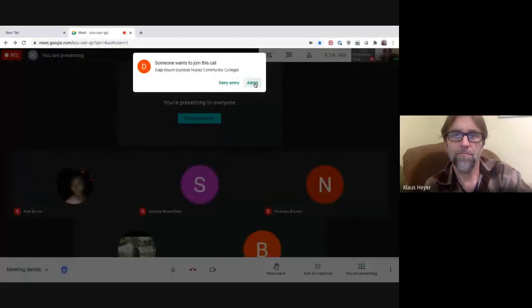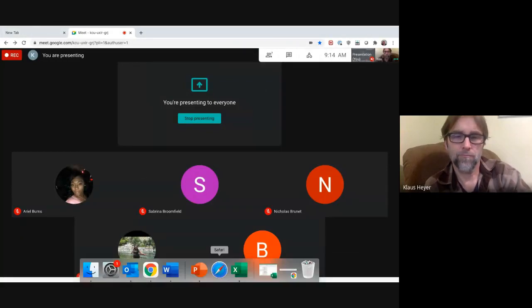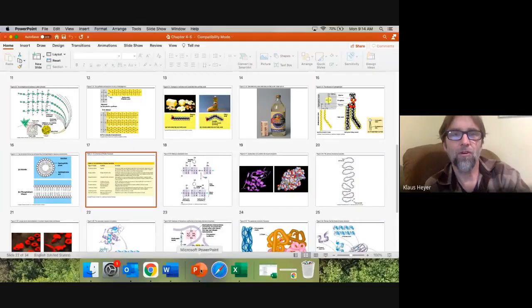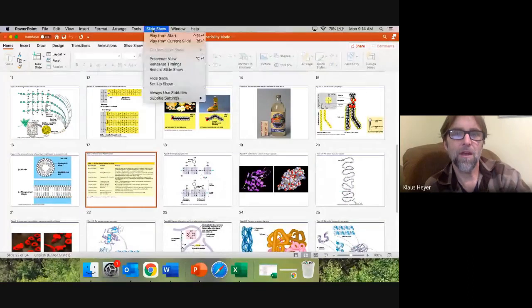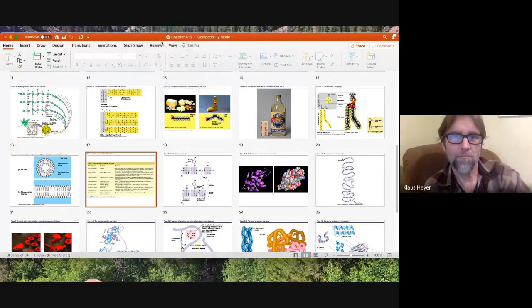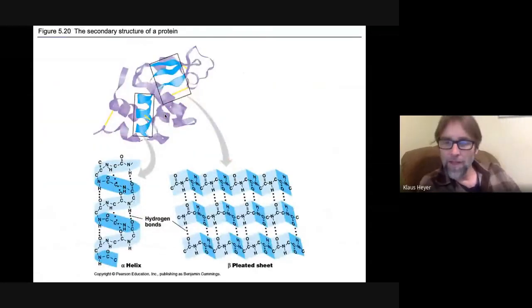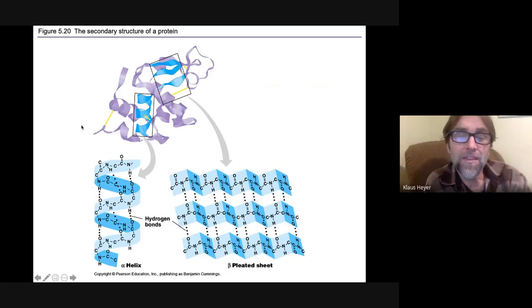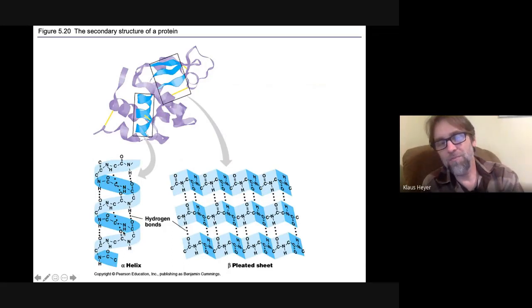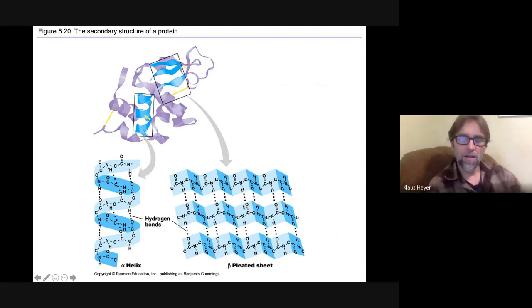The one on the right is called a pleated sheet, and it's just like a piece of paper that's been folded. We think of pleats in pants. So that's what that shape is. These shapes, this staircase shape, this coil shape, or this shape. You see these three dots, and notice the three dots are between an H on one end and an O on the other end. So that's a hydrogen bond. So hydrogen bonds are holding this shape.